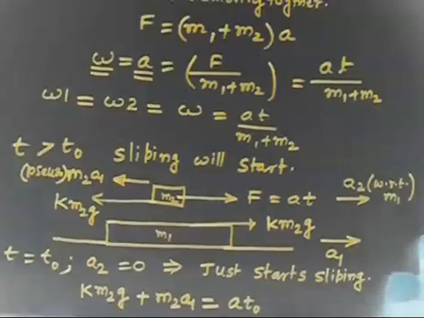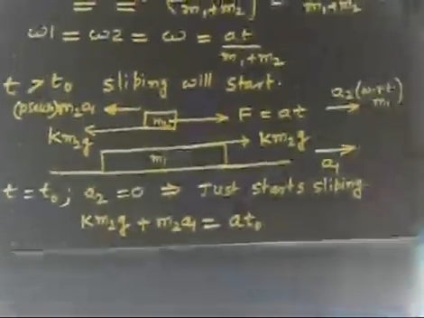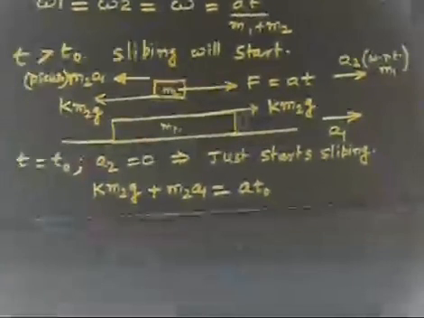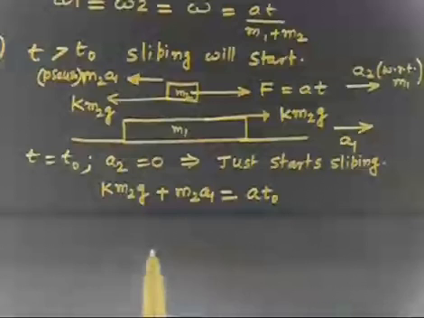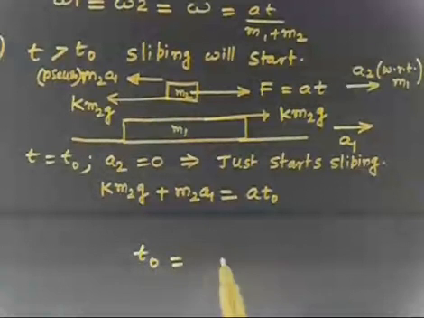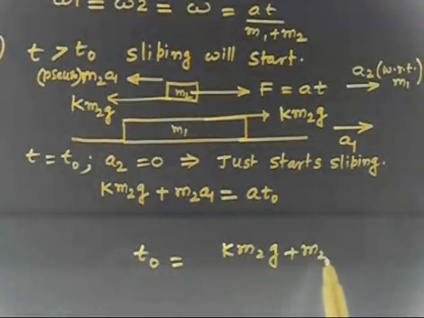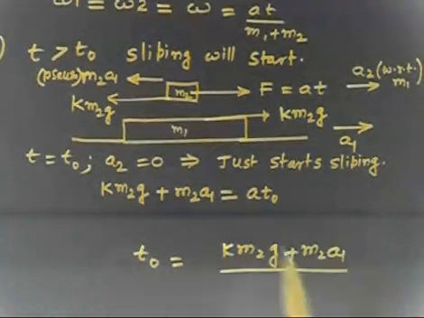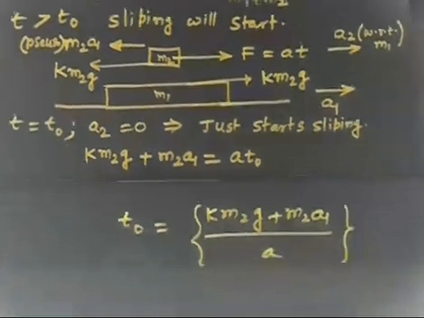Okay, so if I slightly move this up, I can have something like this. Are you able to see? Now see, if I solve for T naught, I will have T naught is Km2Z plus M2A1 divided by A. So this will be the time T naught.